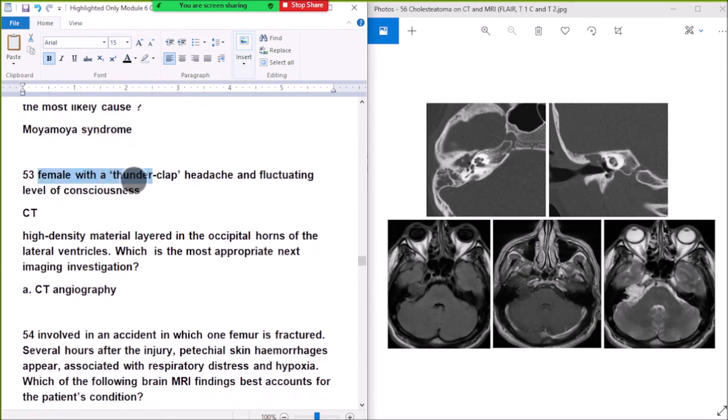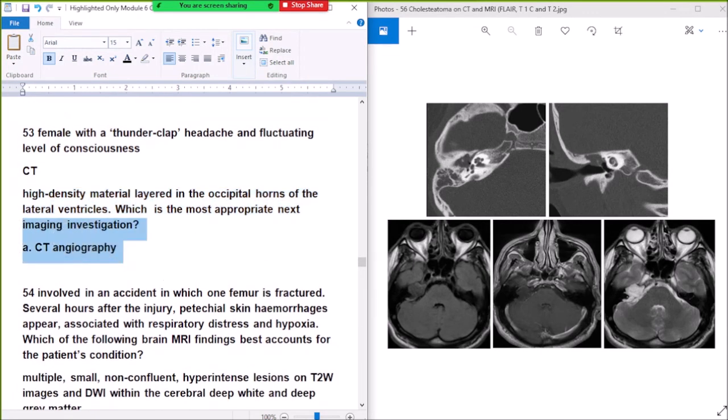53. Female with thunderclap headache and fluctuating level of consciousness. CT scan shows high density material layered in the occipital horn of the lateral ventricle. The most appropriate next imaging investigation: CT angiography, because she has subarachnoid hemorrhage.